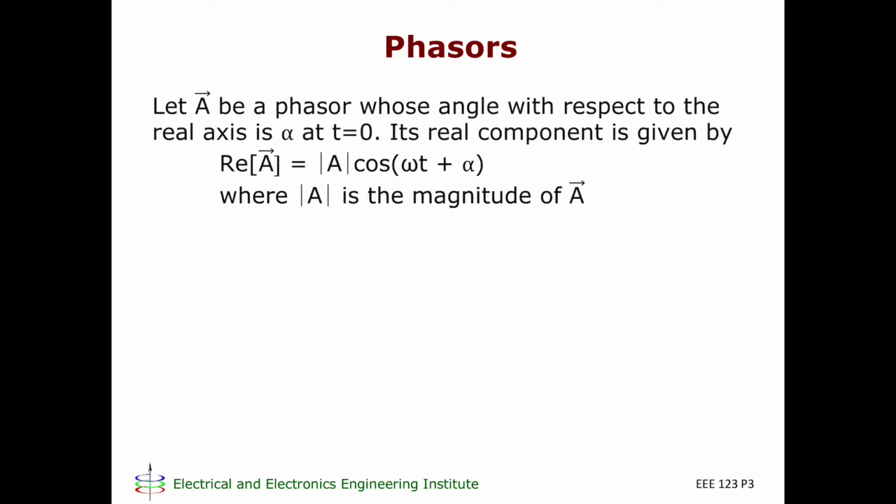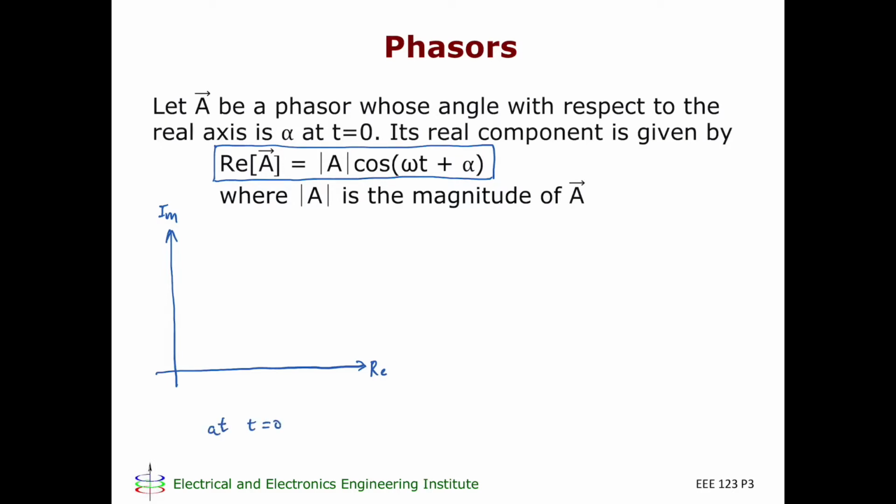Let's say that A is a phasor whose angle with respect to the real axis is alpha at t equal to 0. The real component of the phasor is given by this expression. Let me further illustrate that. Let's say this is my complex plane. I have my imaginary axis and my real axis. And let's say that at time t equal to 0, this is the position of A. So this is a magnitude of A, and this is at an angle of alpha.